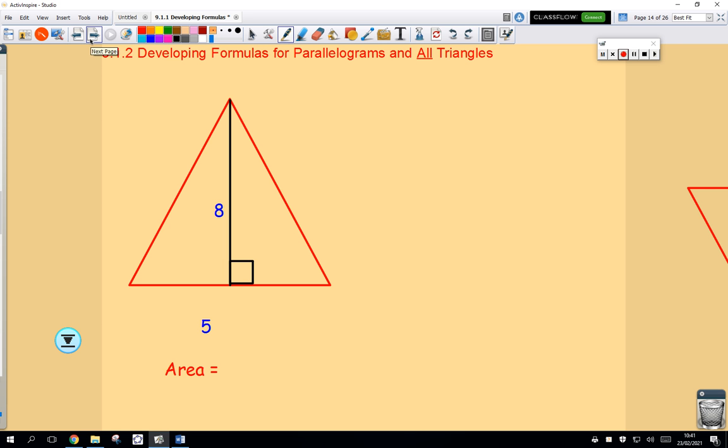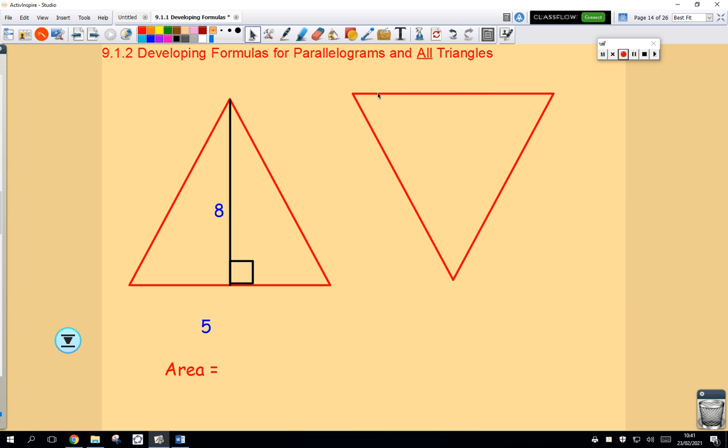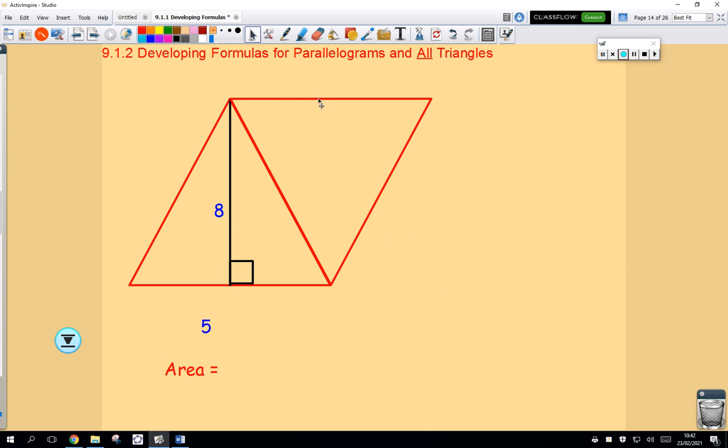So I want to find the area of this triangle. It's not a right triangle. I want to think a little bit about it. An important thing to note, or the key to really understanding the triangle area formula, is this: that every triangle can be copied and its image reversed, turned upside down, and stuck on to form a parallelogram.